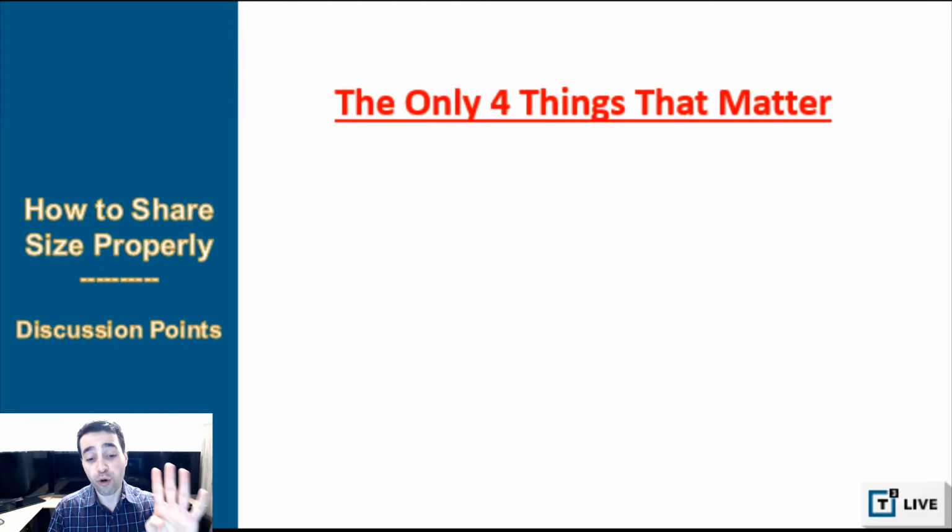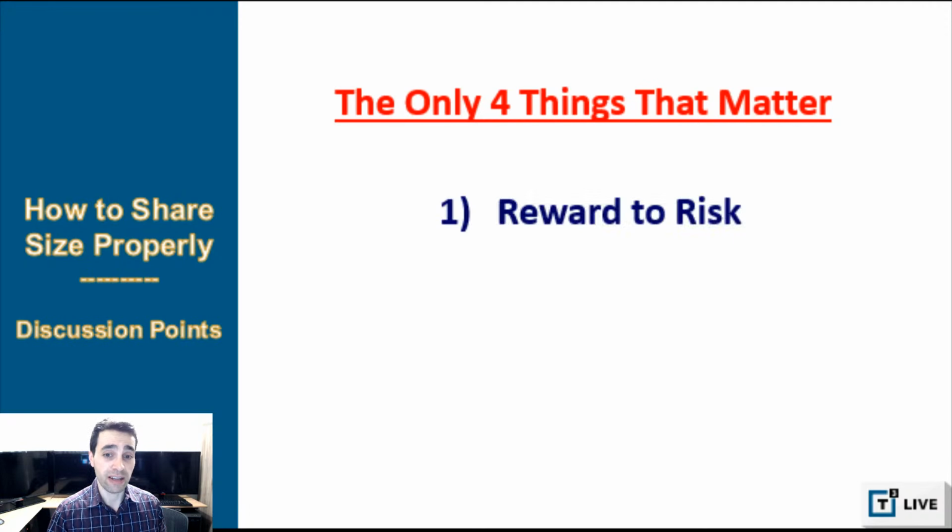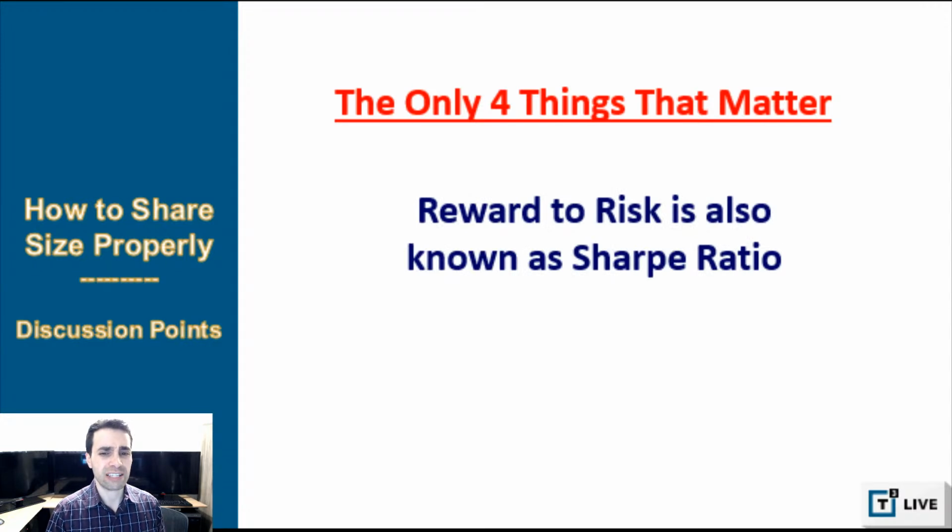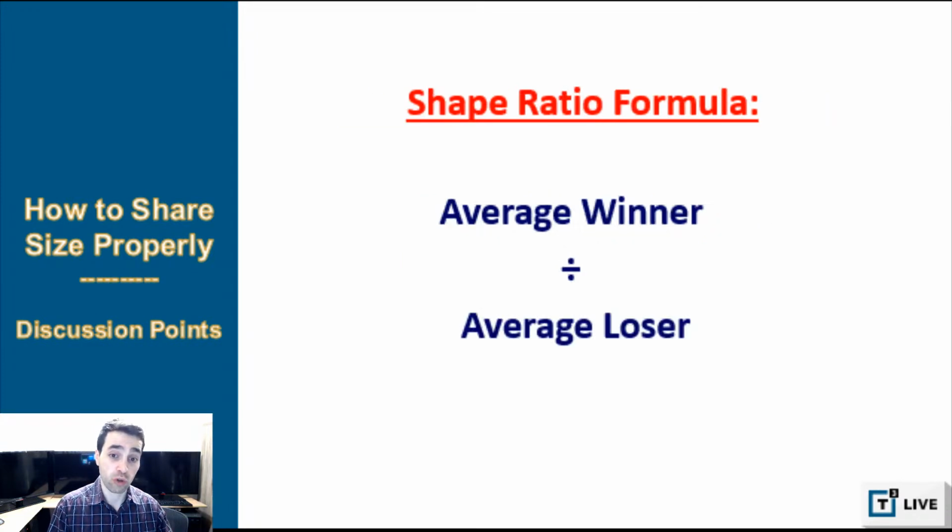The only 4 things that matter in trading. I'm telling you the absolute truth. These are the only 4 things that impact the bottom line. Let me show you what they are. 1 is reward to risk, your average reward to risk. Most people refer to it as your Sharpe ratio. Your Sharpe ratio is the average winner divided by the average loser. See this? The formula is you take your average winner divided by the average loser.